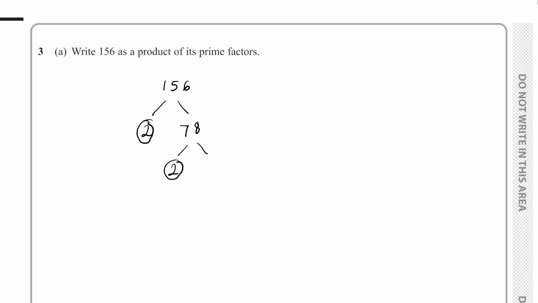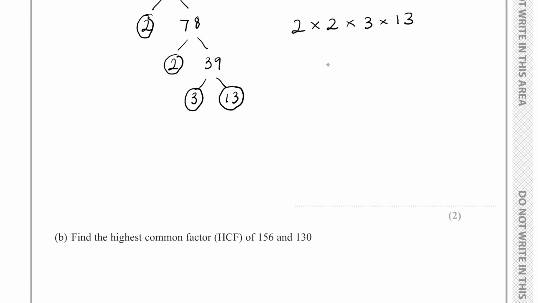2 is prime, so I'm circling it. And then half of 78 makes 39. 39 is in the 3 times table. It's 3 13s, and they are both prime. So 156 is the same as 2 times 2 times 3 times 13. Or we could also write 2 squared times 3 times 13.